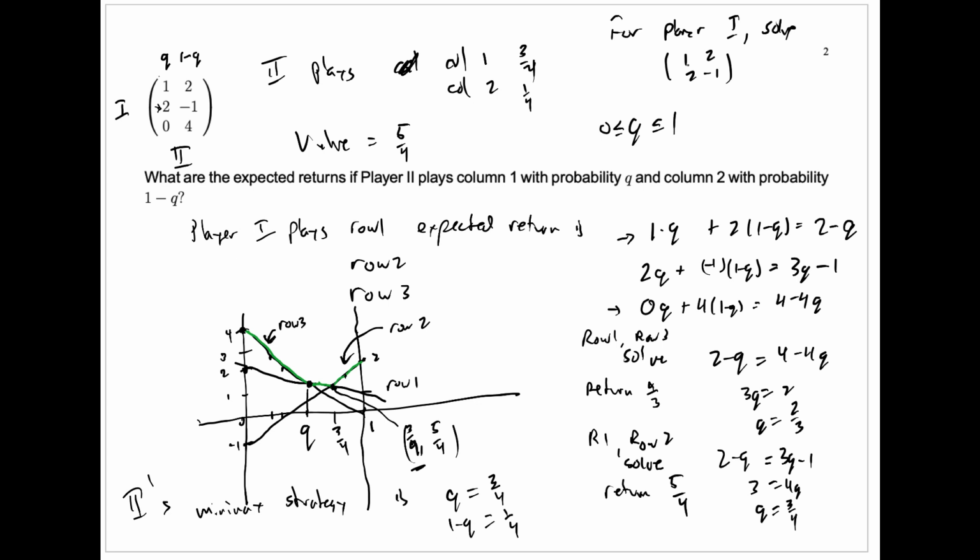And again, you can see, just using the formula we derived in the last video lecture, that the value of this game will be exactly 5/4, and you can find the probability. I'll leave that to you guys. You can find the probabilities that player 1 should use to play row 1 and row 2.